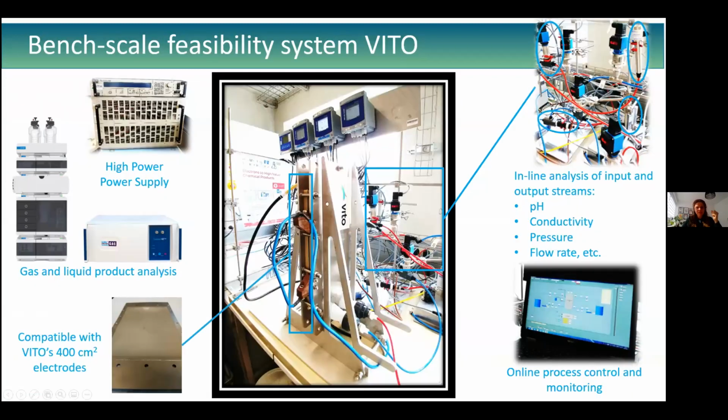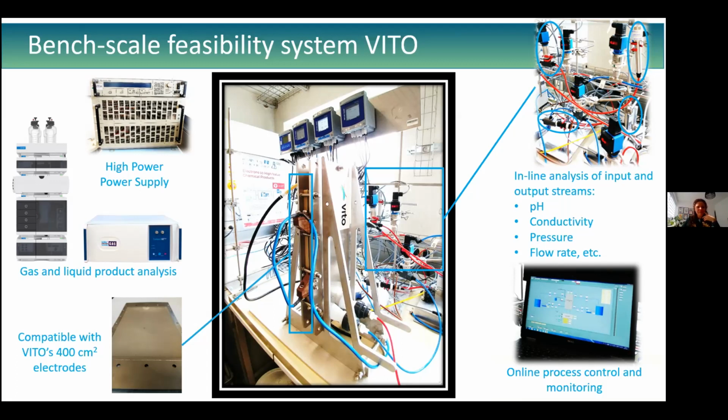And this is the second bench scale skid that was designed and built by experts from Vito. So it comes with more or less the same functionalities. It can be controlled and monitored online. It has a big set of sensors and controllers for the pH, the conductivity, the pressure, flow rate, amongst others. And it also comes with an online gas analysis and a liquid product analysis. The most important thing is that the reactor can allocate the gas diffusion electrodes that are also created at Vito laboratories, and they have a surface area of about 400 square centimeters.